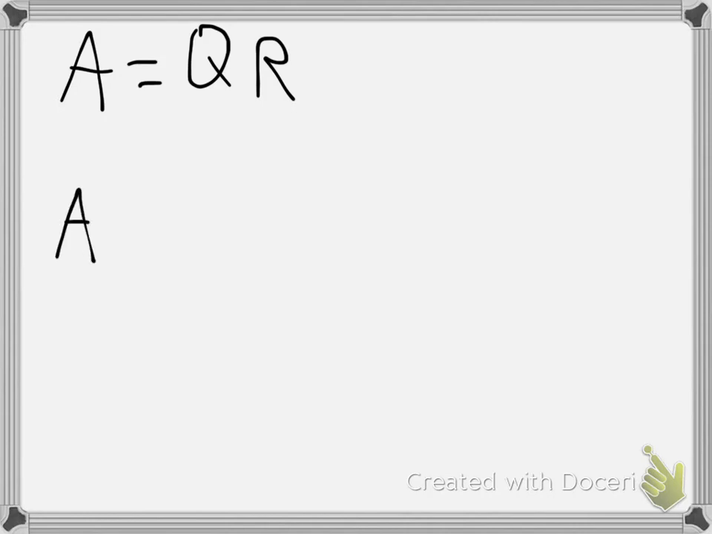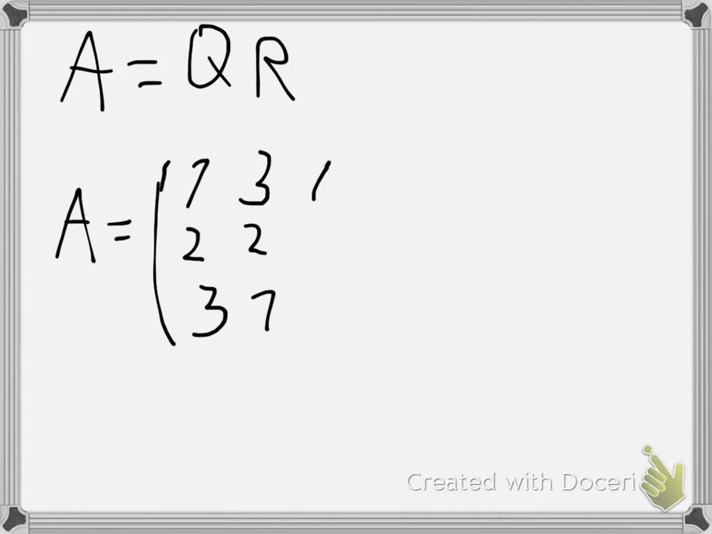Okay, here I will do another example of QR factorization using Givens rotations. So let's say I have the following matrix. And so first I will try to eliminate this element here.